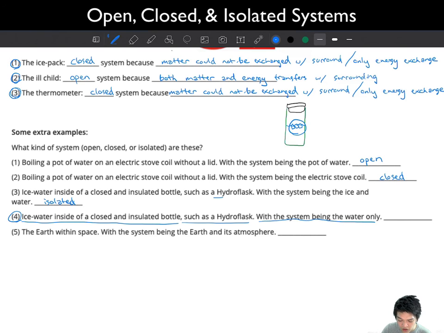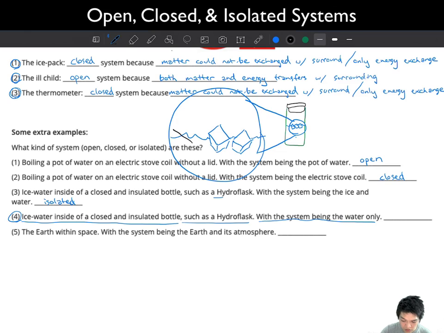So I'm going to draw a real quick picture of this. I'm zooming in, and we got water and ice, right? For the sake of time, I'll just draw 2 ice cubes. Okay, so water and ice. So only the water is the system now. Only the water is the system. That means the ice is part of the surrounding.